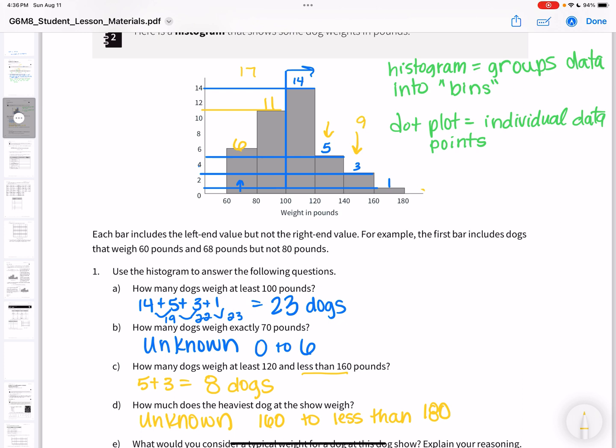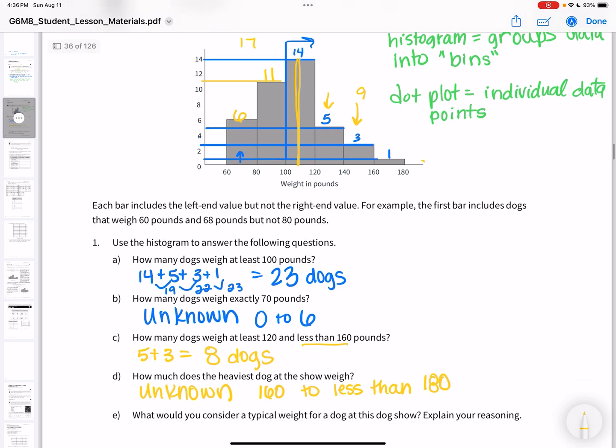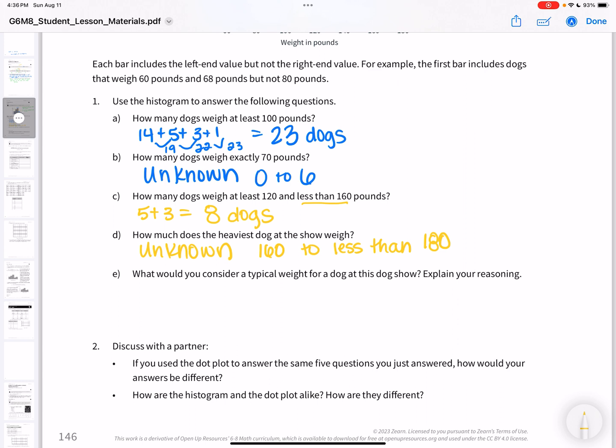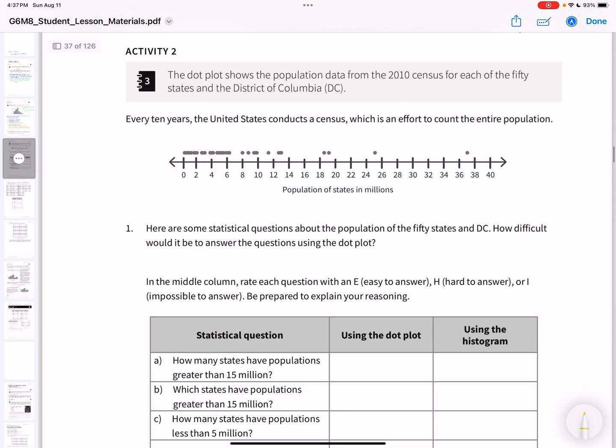So our middle is somewhere in this bar. So I would assume that the average weight of our dogs is around 100 pounds, because that's where the center of our data is. Remember, when we're talking typical, we mean the center. We're going to skip that. Moving on to activity 2.